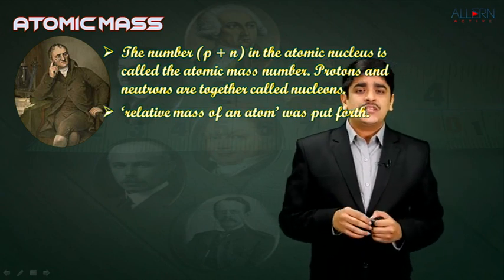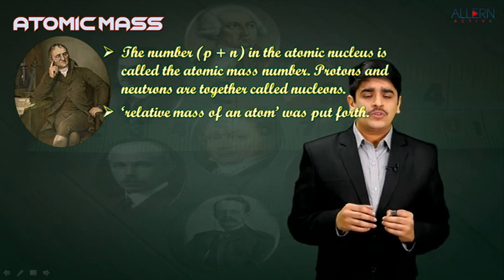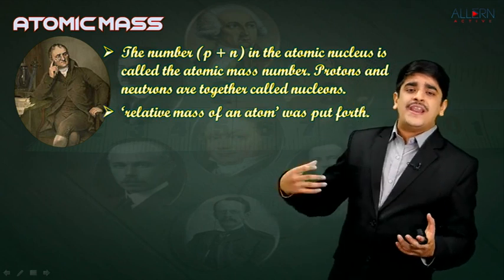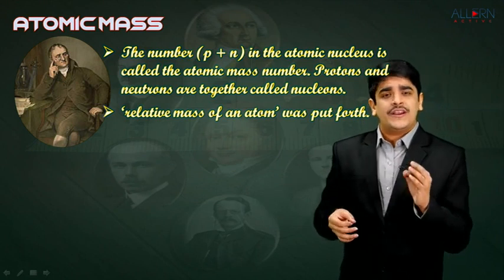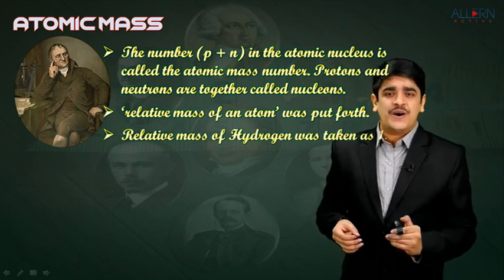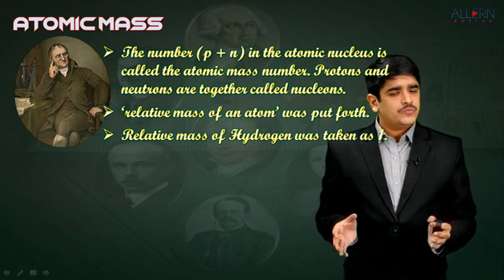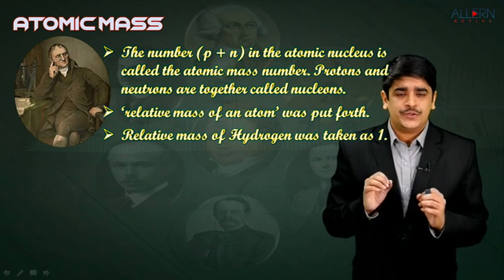The relative mass of an atom was therefore put forth. You need to understand the atom. You need to compare it to another atom so that you can get the mass of a particular atom. Therefore, we have the relative mass of an atom. The relative mass of hydrogen was taken as 1. So, I will tell you all what is exactly happening over here.